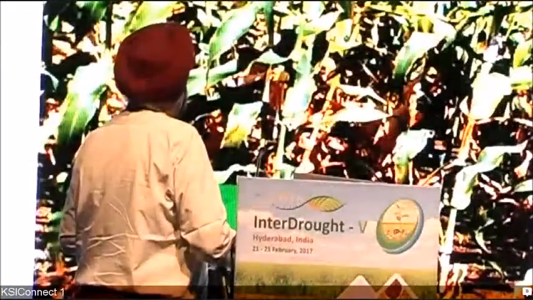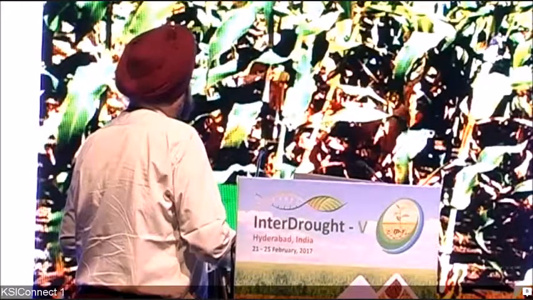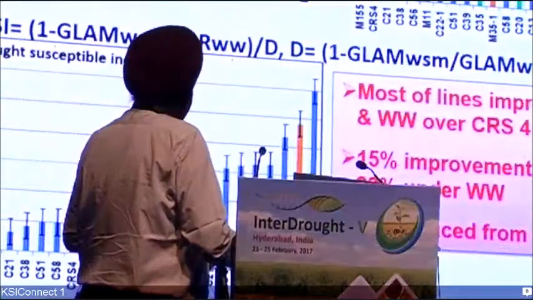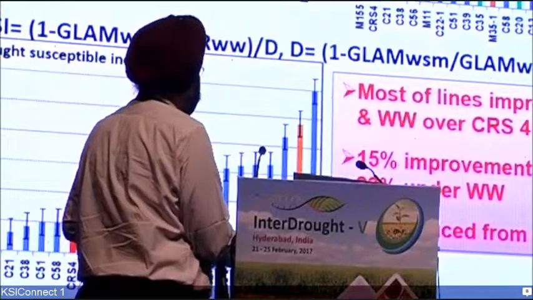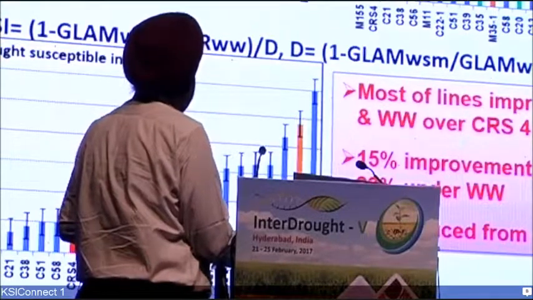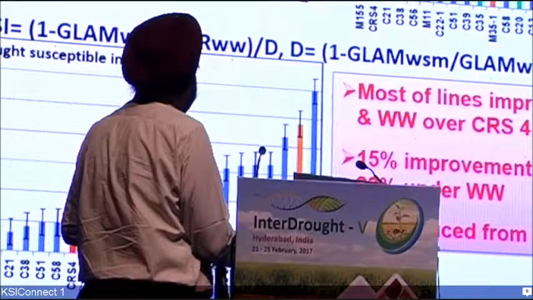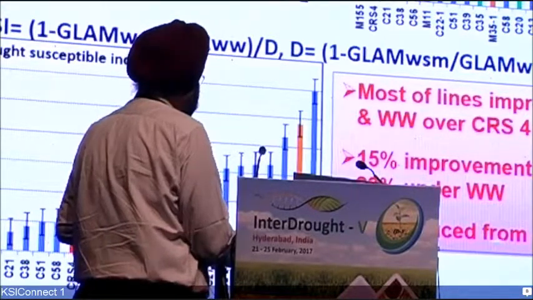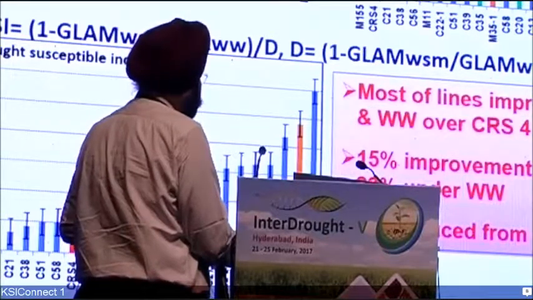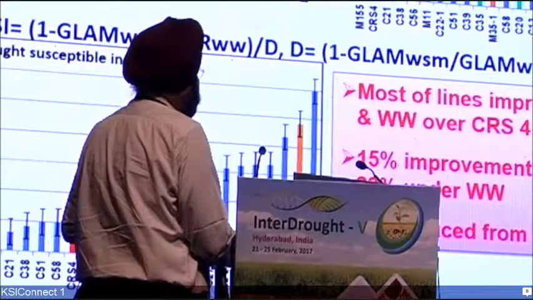This is the line released from our institute, CRS4, and this is the result in the early generation progeny. You can see most of the lines improved in both water stress and well-watered conditions in green leaf area at physiological maturity. There is a decrease in drought susceptibility index from 0.53 to 0.06, meaning improved tolerance to water stress. There is a 15% improvement in green leaf area under water stress and 22% under well-watered condition.